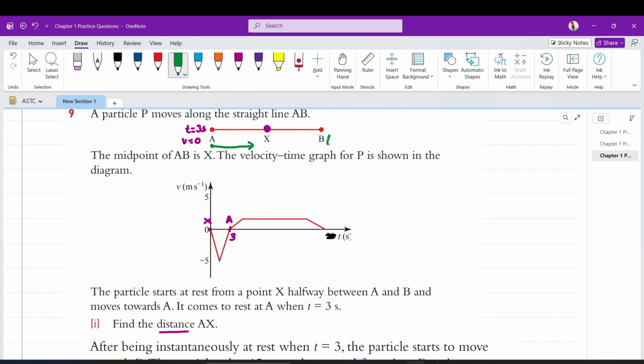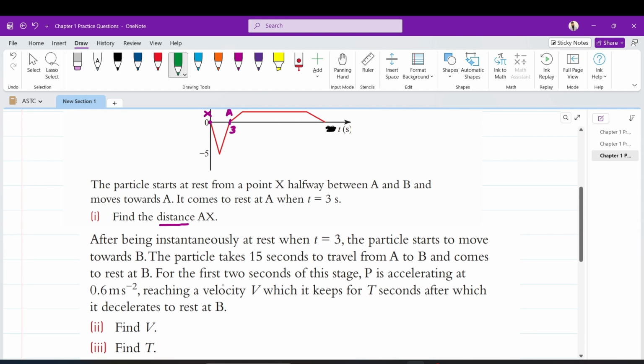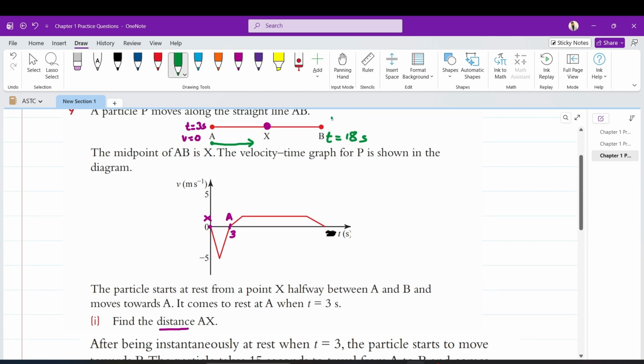So when it reaches point B, the time should be, because 3 seconds already passed when the particle came to rest at A. From X to A, that was 3 seconds. And then from A to B, that is 15. So the time over here would be 18 seconds. Just imagine that someone is holding a stopwatch and timing, right? So at point B, that time would be 18 seconds. Now it says that P comes to rest at B. So we also know that when t equals 18, the velocity is 0 as well.